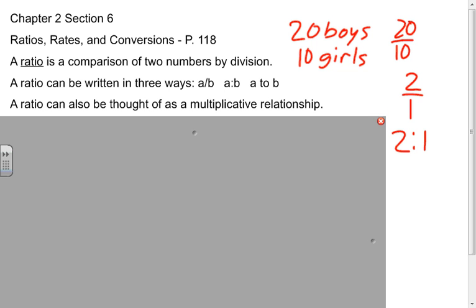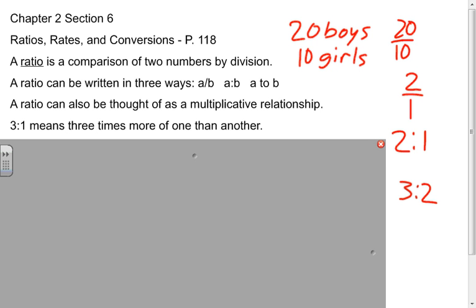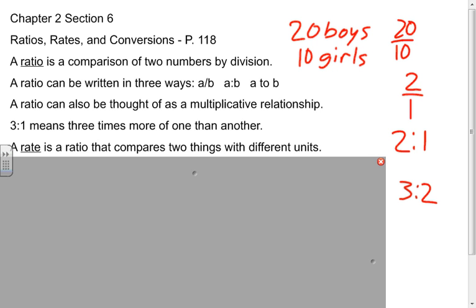Now, you can also think of a ratio as like a multiplication, because in the one we just did, there are 2 times as many boys as there are girls. If I had a ratio that was 3 to 2, there would be 3 times the number of boys and 2 times the number of girls. So for every 3 boys, there were 2 girls. So I just write it as a fraction and then I simplify it. Another example, 3 to 1 means that I have 3 times more of the first thing than I do the second thing.